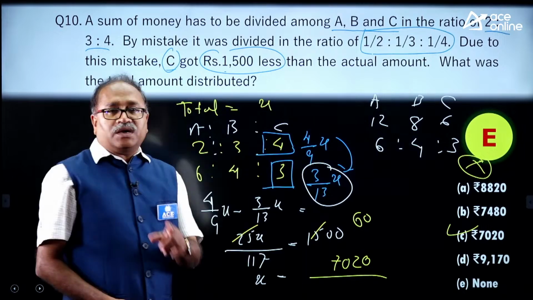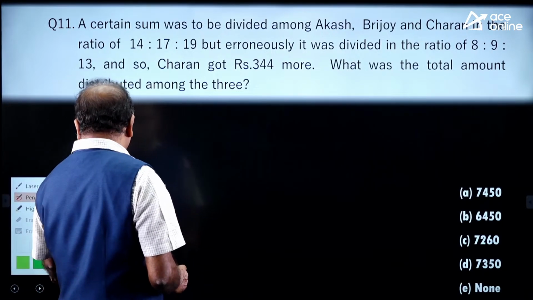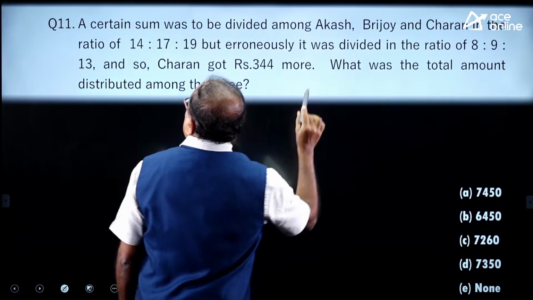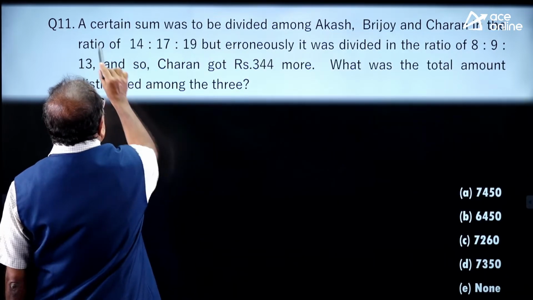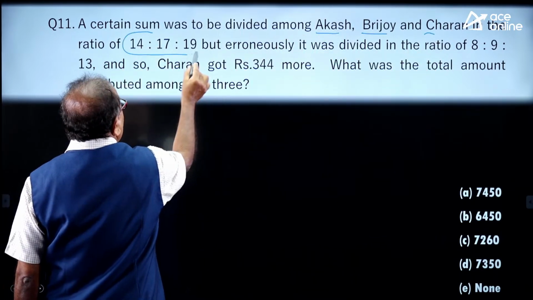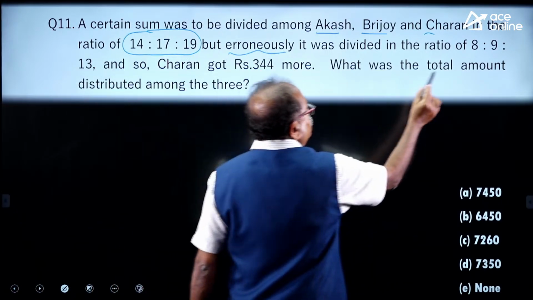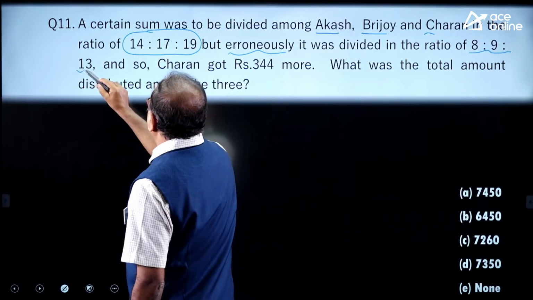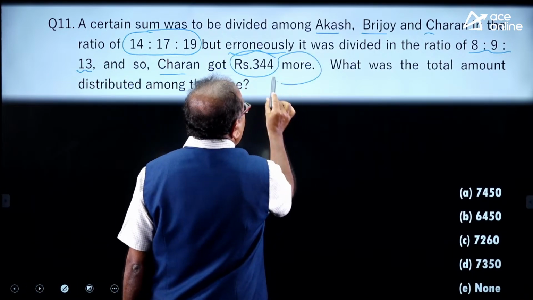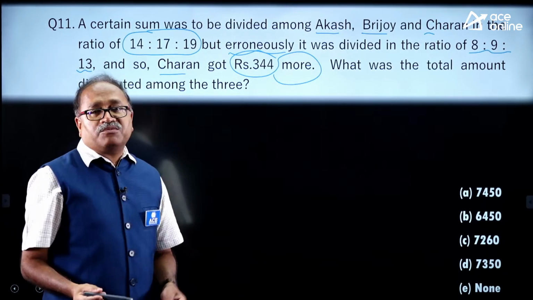The next question on the board is this. Let's check the answer, I will read the question first. It says that a certain sum was divided. What was the previous question number? That's 10. Okay. A certain sum was divided among A, B and C in the ratio of 14:17:19. But by mistake, similar to the previous question, it is divided in the ratio of 8:9:13. As a result, C got more. This time he gets 344 more. Then what is the total amount distributed among the three?